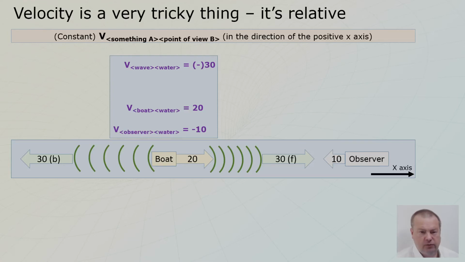At the front of the boat, they move in the positive x direction, so it's plus 30. The waves in the back, they move away against the x-axis, so there it's minus 30. We're not interested in the velocity of the waves in the up and down direction or some diagonal direction. We are only interested in the x-axis. So what is the velocity of the water relative to the water? 0, right?